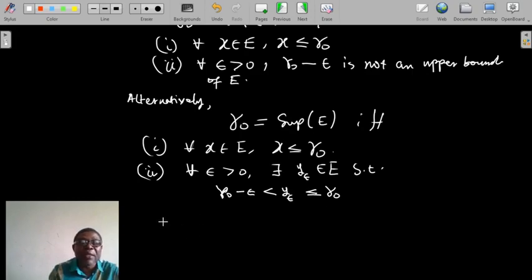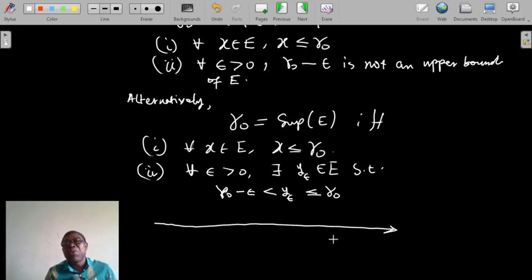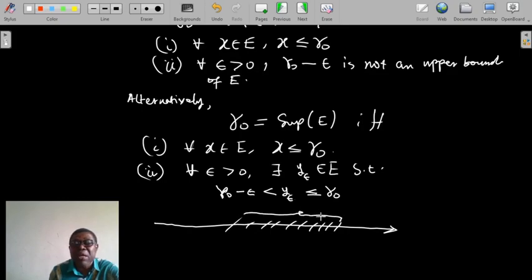Now, this can be likened to the diagram we drew when we were looking at the case of infimum of a subset of R that is bounded below. Assuming that this portion of the line, not necessarily an interval, represents the set E that is bounded above, and assuming that somewhere here is the gamma naught that we are looking at as the least upper bound of E, or the sup of E.